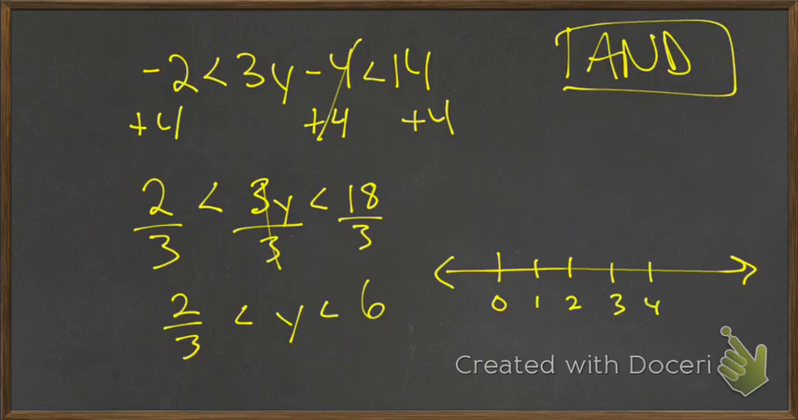What this means on this number line then is, let's say this is 0, 1, 2, 3, 4, 5, 6. So y, can it be 2/3? Can't be 2/3. That's why I'm open on 2/3. Can it be 6? Nope. That's why I'm going to be open on 6. But it can be everything in between, right?